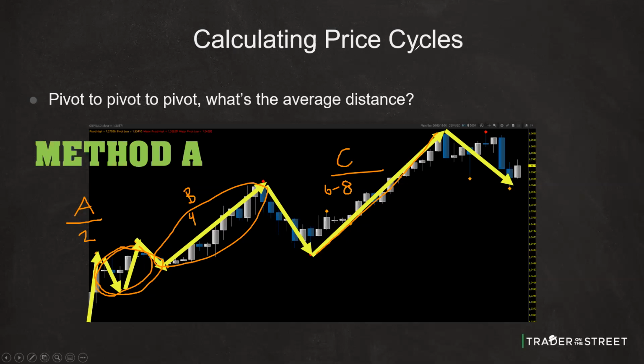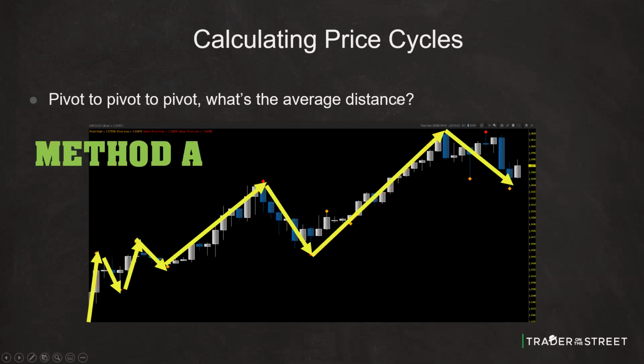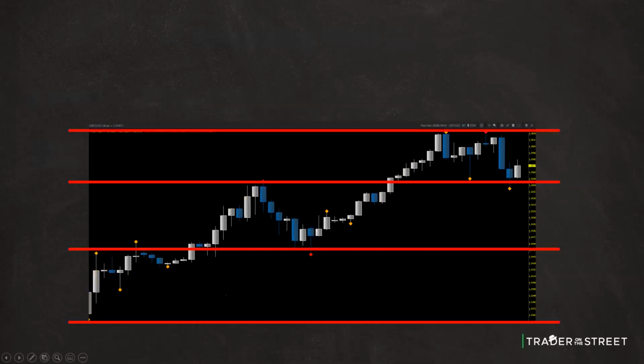And this is method A of finding different price cycles. With method B, you can do the same thing, and I'll show you here in a minute. Depending on the price cycle, you can discover, okay, how many pips is that exactly? All right, so what's method B?